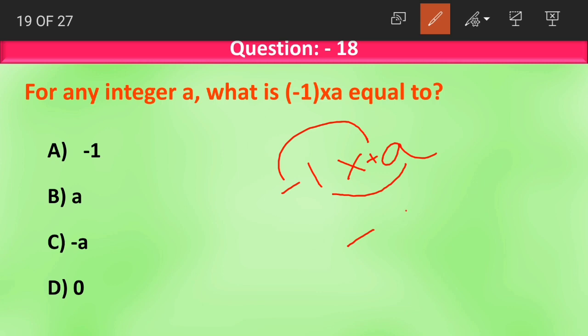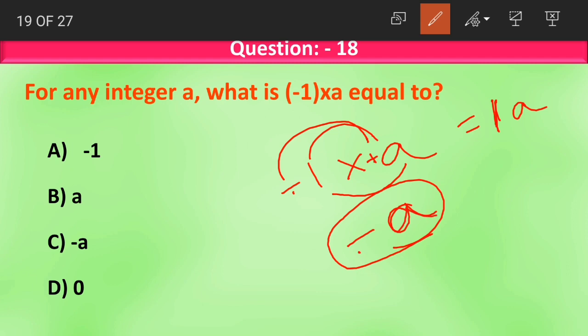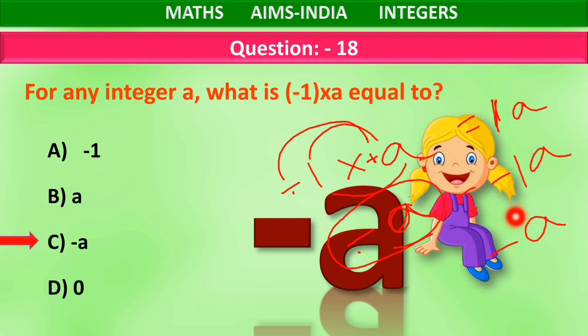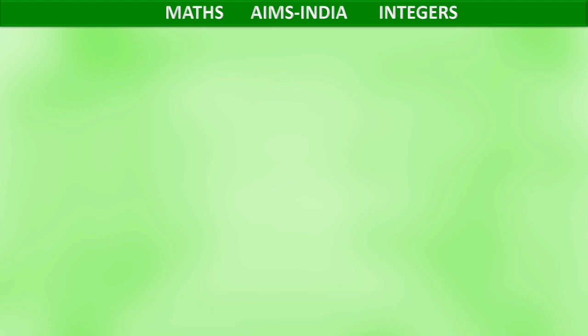Again, 1 into a is equal to what? When we say we have 1a, we can write it as a, right? 1 into a is equal to 1a, or nothing but a. Understood? Minus into plus becomes minus. 1 into a becomes a or 1a. So our answer will be minus 1a or minus a. Which is that option? That is option C, minus a. For any integer a, minus 1 into a is equal to minus a.